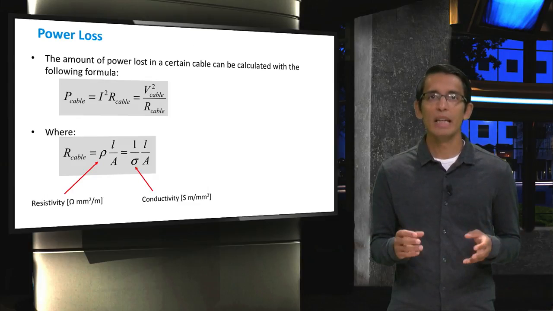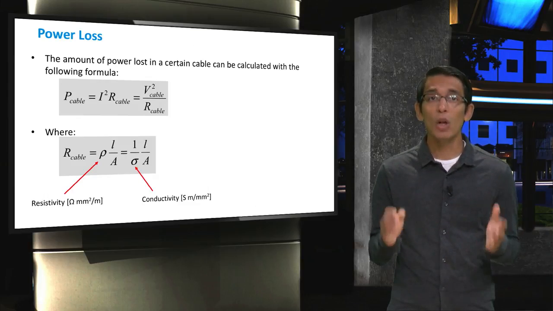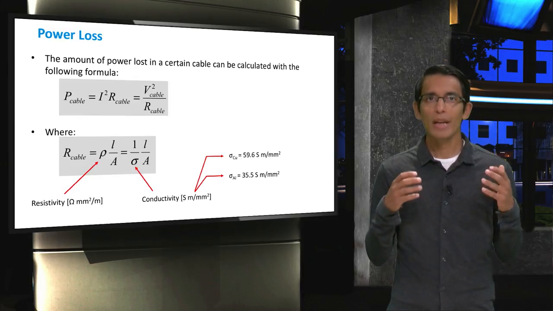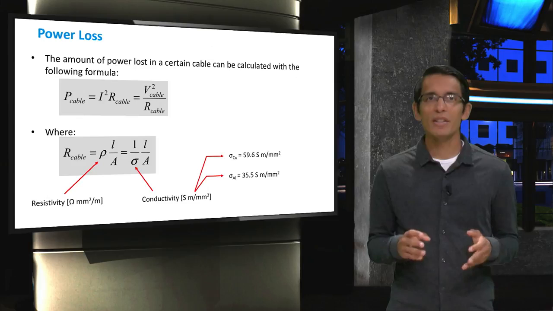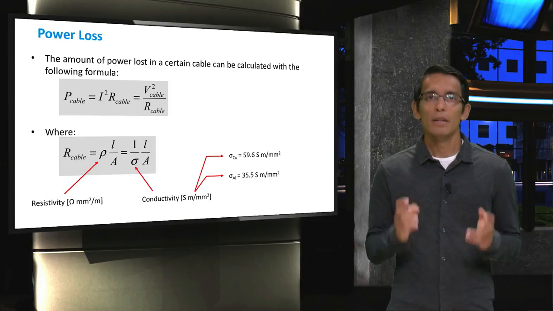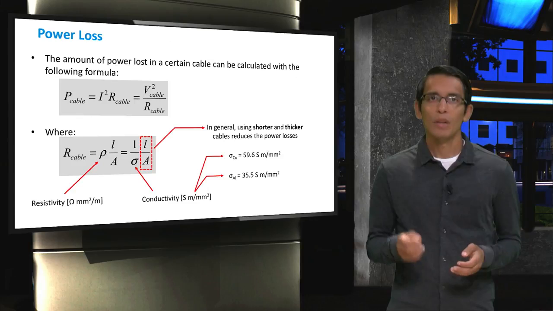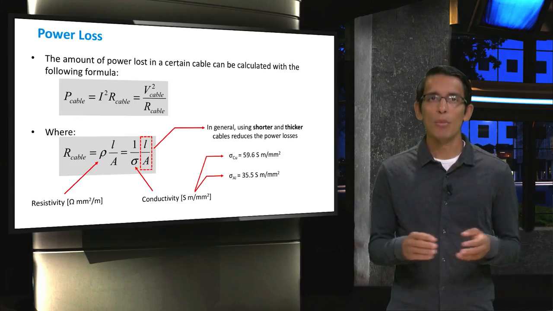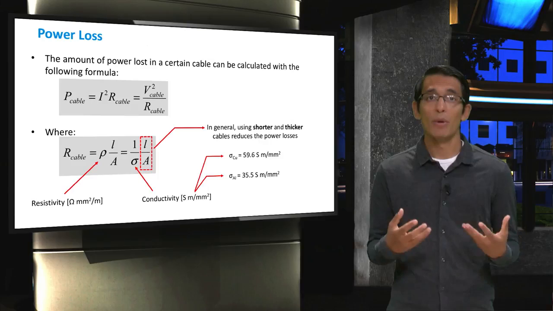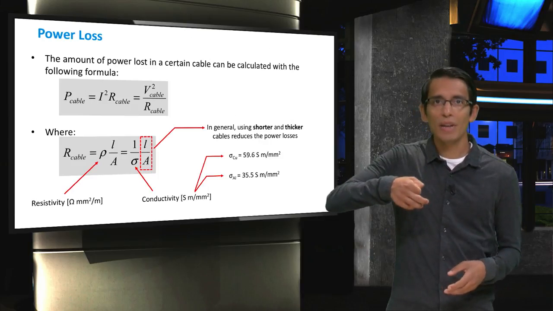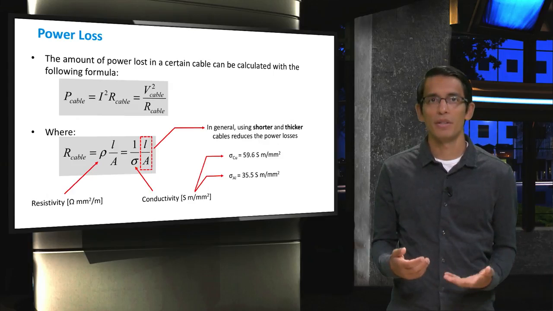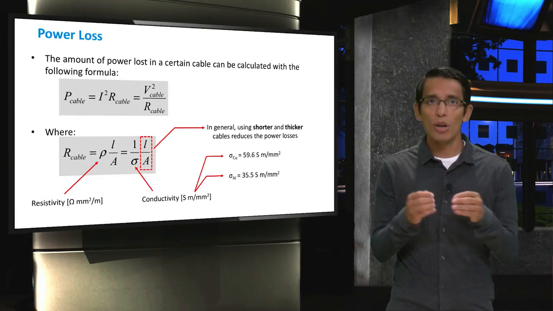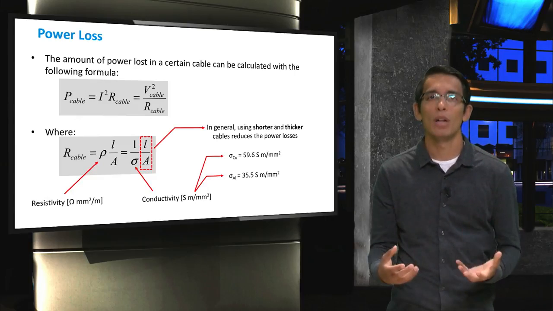A higher conductivity means that the same amount of wire will have lower resistance. Here you can see some typical conductivity values for copper and aluminum. You can see that copper is almost twice as conductive as aluminum. Now, you can look at the dimensions of the cable. A longer cable means that the current has more material to flow through. This means a greater resistance. A smaller cross-sectional area means that there's a tighter path to flow through, so that also increases the resistance. So in general, using shorter and thicker cables reduce power loss.